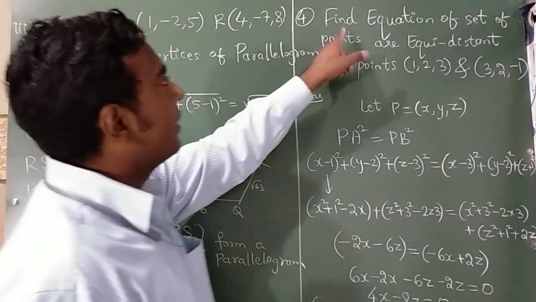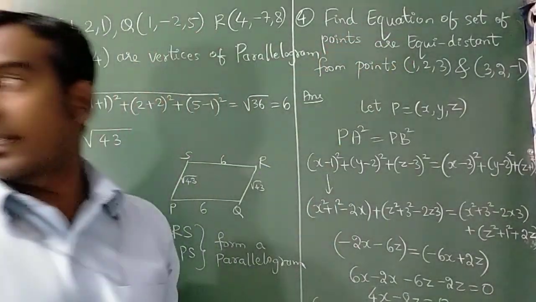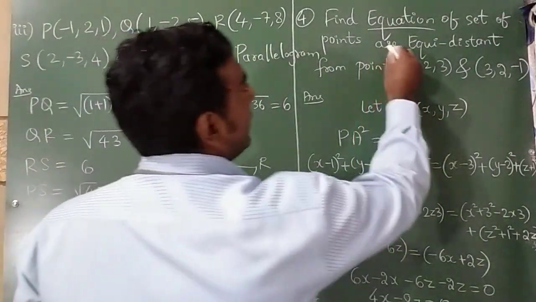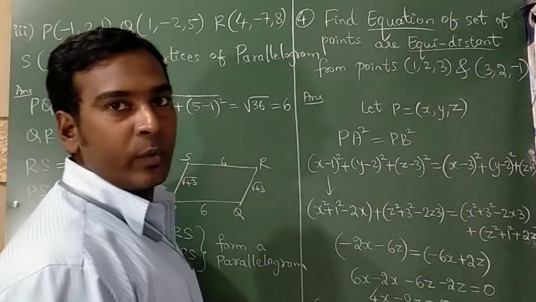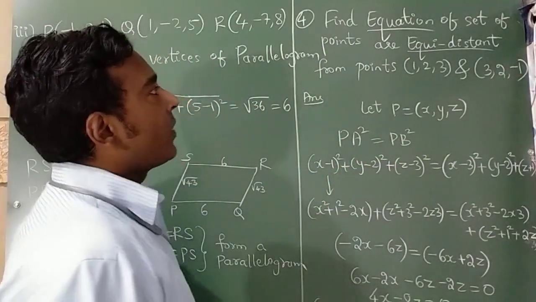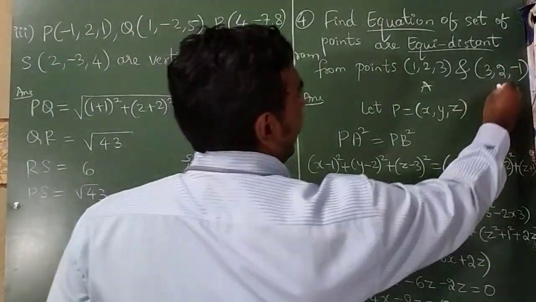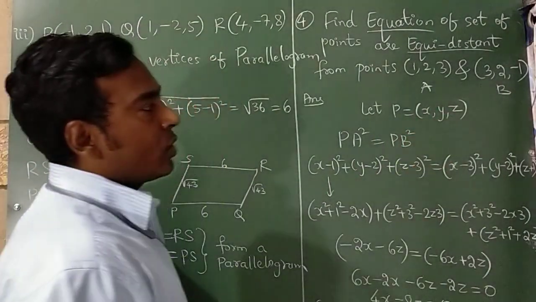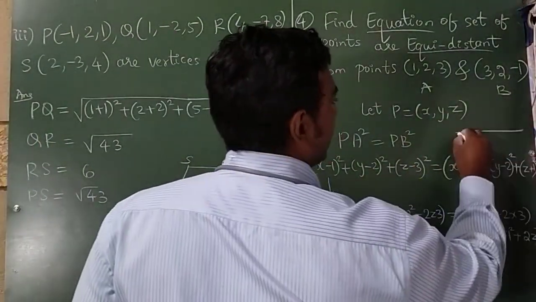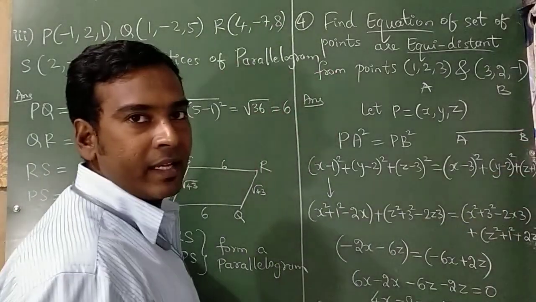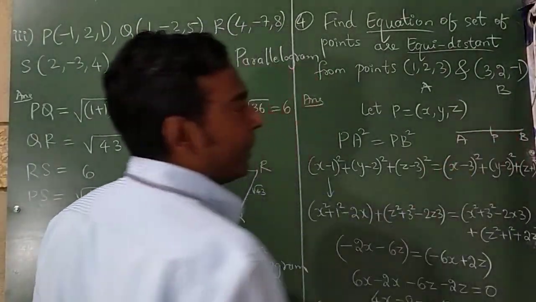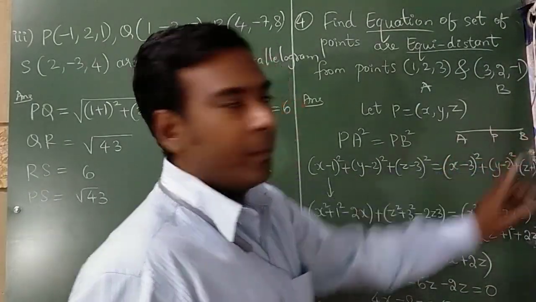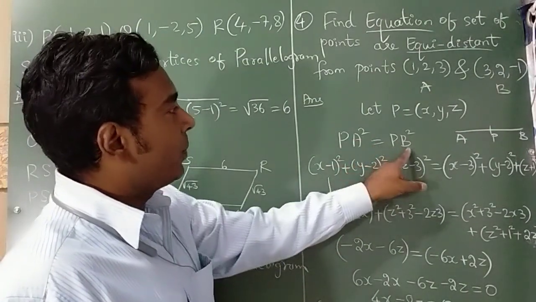Fine. Now fourth question. You need to find the equation of the set of points that are equidistant. Equidistant means equal distance. Okay, from the points, consider this as A and this as B. I have taken point P equal to (x, y, z). So this is the line AB, and this is P. So P is at equal distance from A and B. So I have written PA square is equal to PB square.